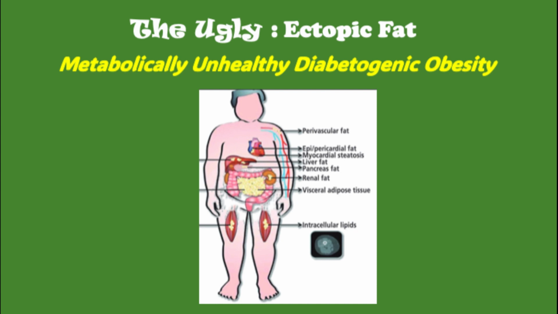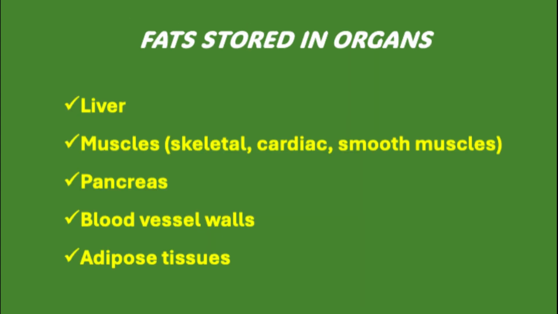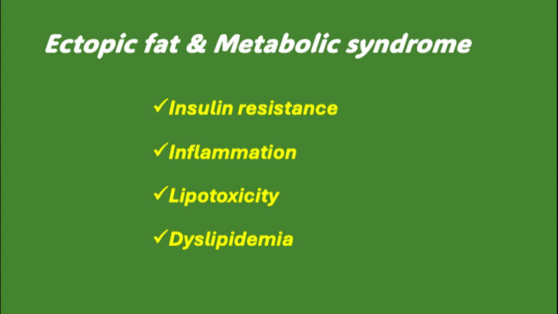So in this cartoon you will see that the fats are deposited perivascularly, in the myocardium itself, liver, pancreas, kidneys, visceral adipose tissue, and intramuscular fat. So the fat is stored in the organs, mainly the liver, skeletal, cardiac, and smooth muscles of the arteries, pancreas, blood vessel walls, and the adipose tissues themselves. So what does it do? Ectopic fat gives rise to dysmetabolism by causing insulin resistance, inflammation, lipotoxicity, and dyslipidemia.